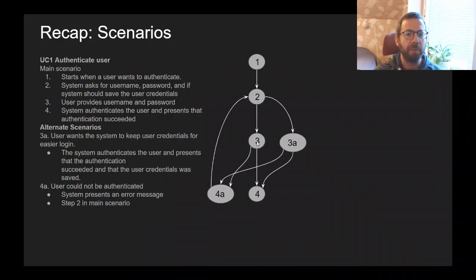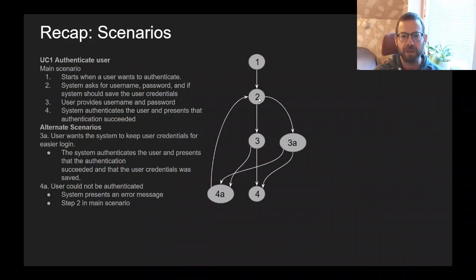And then we have the main success scenario goes straight down here. So number 3 is that user provides username and password, and then system authenticates the user and presents that authentication succeeded is number 4.